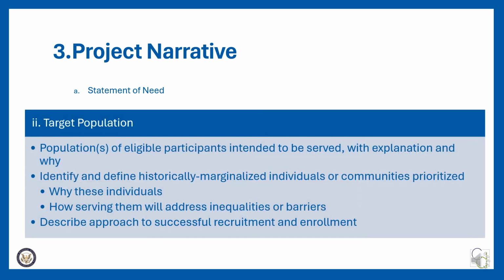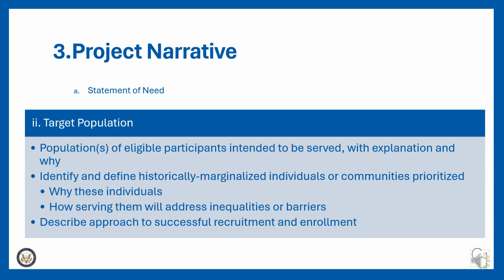Moving on to the next subsection of the Statement of Need, Target Population. This subsection asks you to identify and define the historically marginalized individuals or communities you'll prioritize for service, and also how that service will address historical inequalities or barriers. The list of historically marginalized populations is early on in the FOA. It's on page 5 under Focus Area 2, and it does include a wide variety of individuals.